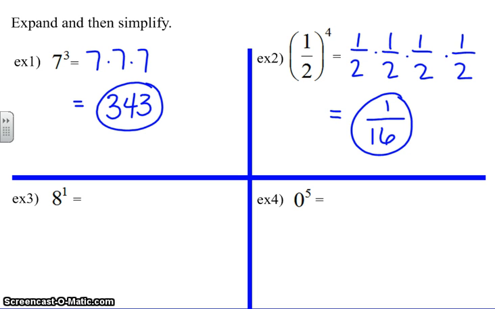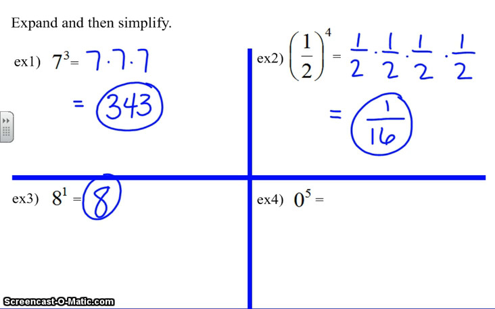Example 3, 8 to the 1st power. Well, that simply just means we're going to multiply 8 by itself one time. So I'm only going to write 8. That answer is already simplified. I can't simplify that any farther. So 8 to the 1st power is simply just 8.